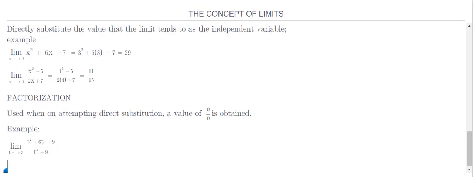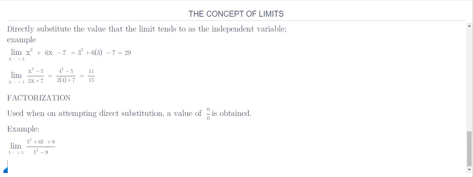Factorization, as I've written on the screen, is used when attempting direct substitution and you get a value of 0 over 0. Anytime, the first method that you have to use is direct substitution, regardless of the kind of limit equation. On attempting, if you get 0 over 0, then you use the factorization method. Else, don't use it. You will spend time doing equations and won't reach the answer when you use the factorization method when the value is not 0 over 0.